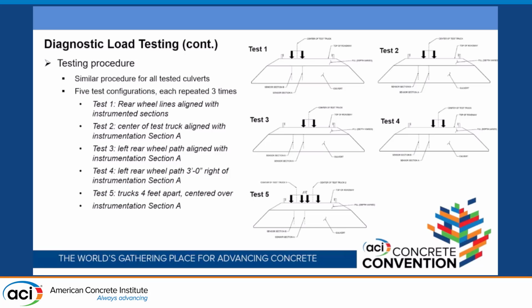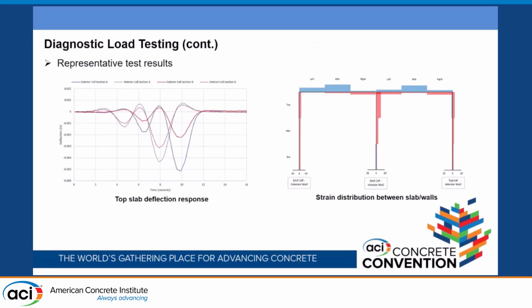All of these tests were done at crawling speed, so no dynamic testing, and we repeated each test 3 times for each culvert to make sure we were able to reproduce the data and get robust test data. These are representative test results.